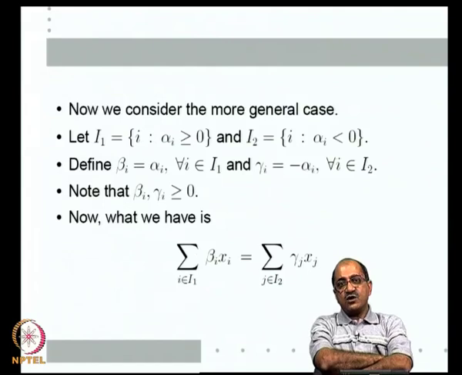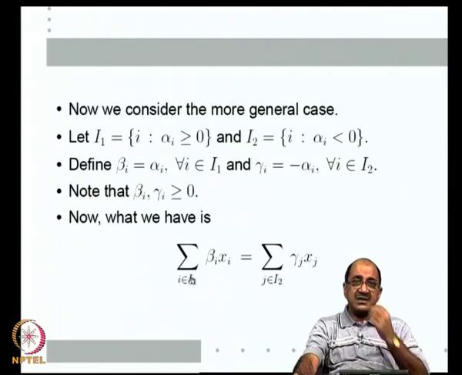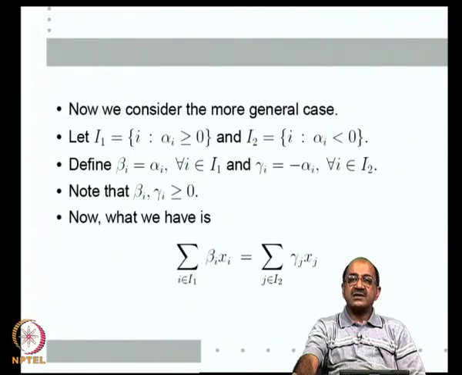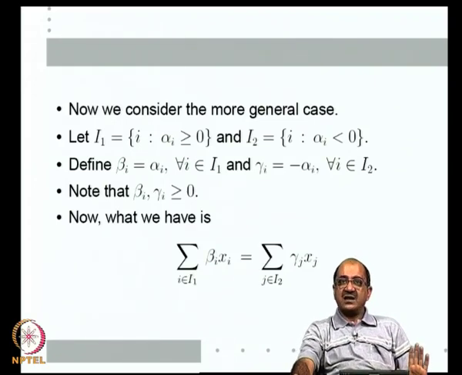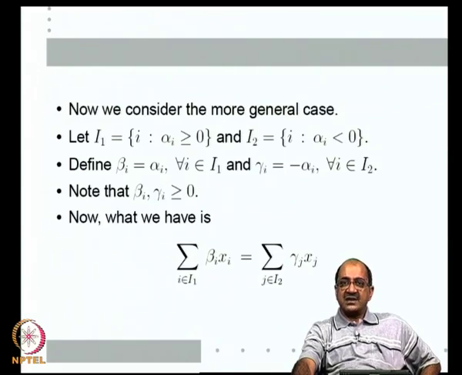So, I have to turn it into a convex combination, but I cannot simply normalize because the summation of beta may be different from the summation of gamma, right. I have to somehow make sure that this does not pose a problem. So, that is what we are going to do next.